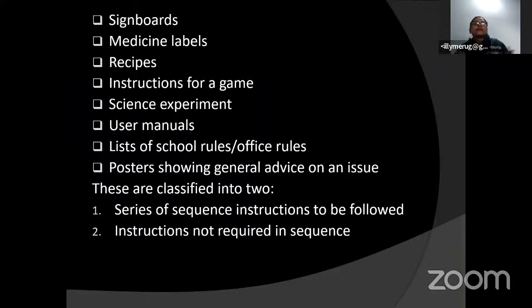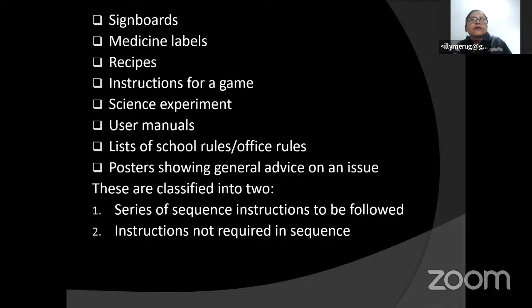Okay. So we have seen signboards, medicine labels, traffic signals, traffic rules. Different things we saw. They have instructions to be followed. Similarly, recipes also have instructions to be followed. But in recipes, you can put the ingredients according to your timing, your taste and the flavor you want. But when it comes to medicine, or following the traffic rules, you got to follow the sequence of the rules. But in recipes, you don't have to follow the sequence of preparation of the food.